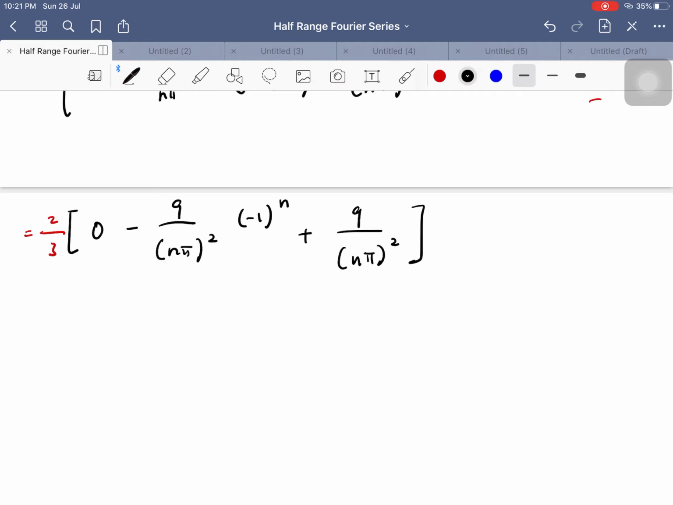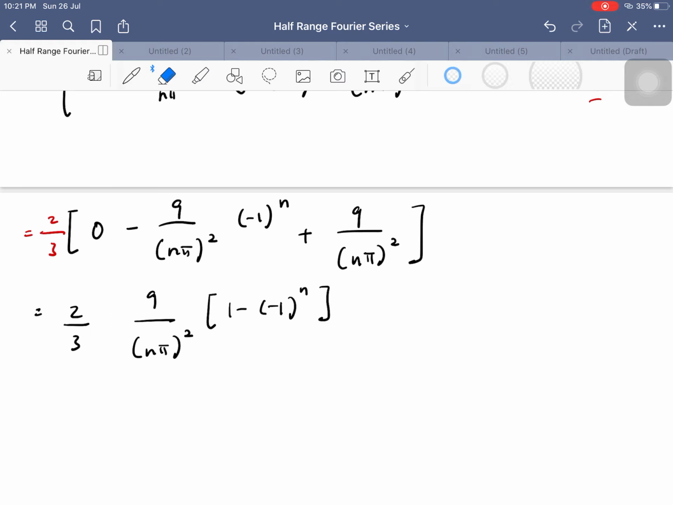Okay, so now if I were to simplify this, I can actually write this as 2 over 3. And in here, I can factorize the 9 over n pi square. And that is going to be multiplied by 1 minus negative 1 to the power of n. So that is how the calculation is going to look like.